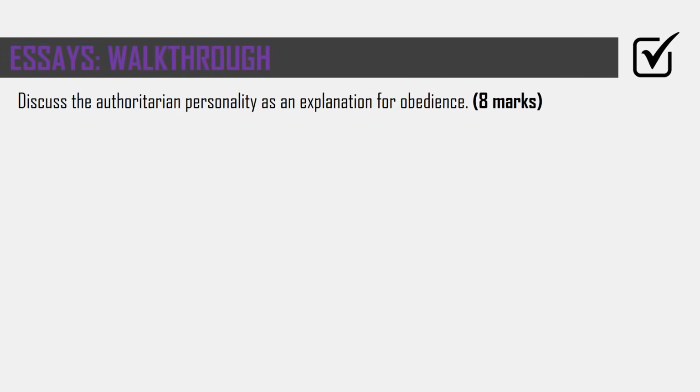Right, here's one example from Social Influence. Discuss the authoritarian personality as an explanation for obedience for 8 marks. So what am I going to be thinking about here? Before I start writing anything, I'm going to take a second to break down the question. We've got knowledge, and we've got evaluation or discussion as the key skills to show here.